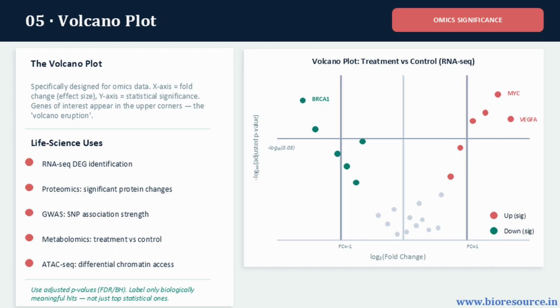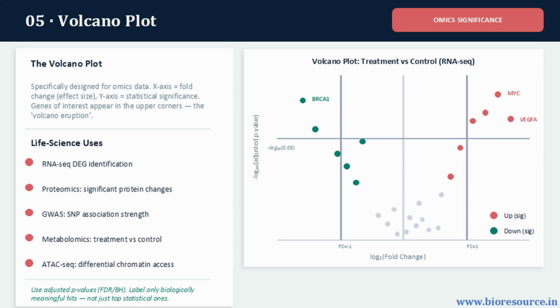Now we come to one of the most important plots in omics, the Volcano Plot. A Volcano Plot combines two ideas in one figure. The x-axis shows the effect size, usually log two-fold change. The y-axis shows statistical significance, often negative log 10 adjusted p-value. This means the most interesting genes or proteins often appear in the upper left and upper right corners. Larger change and strong significance.